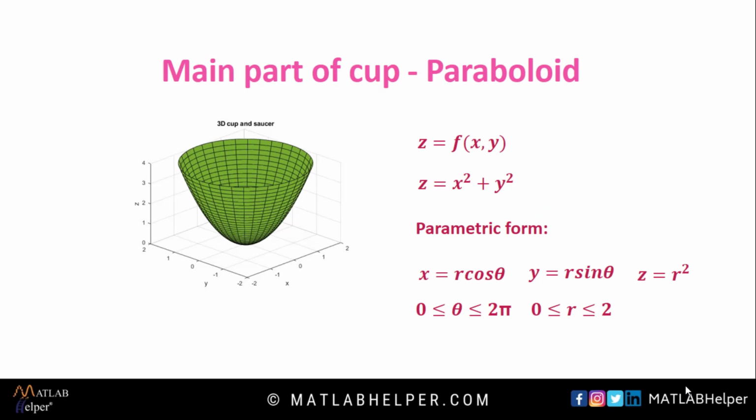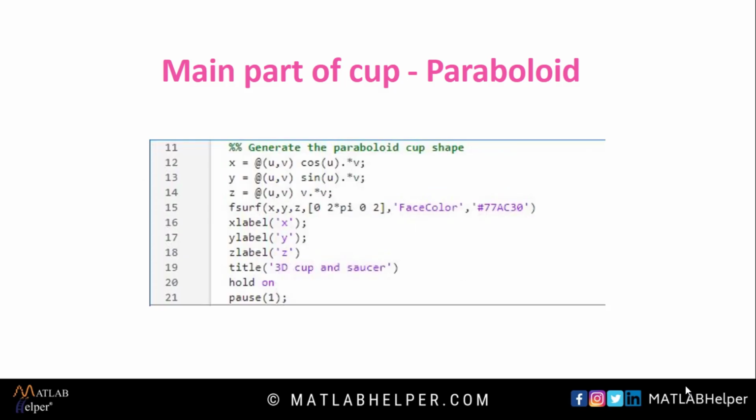The equation of a paraboloid as a function z equal to f of x, y is given by z is equal to x squared plus y squared. This is the surface of revolution of a parabola and can be parameterized by the equations x equal to r cos theta, y equal to r sin theta, and z is equal to r squared. Here theta varies from 0 to 2 pi and r goes from 0 to 2. The variables used for theta and r are u and v respectively, as shown in the code.